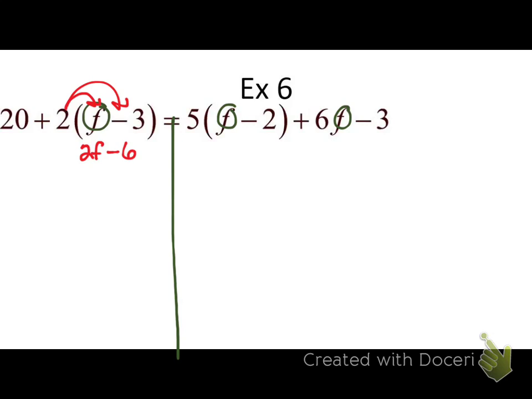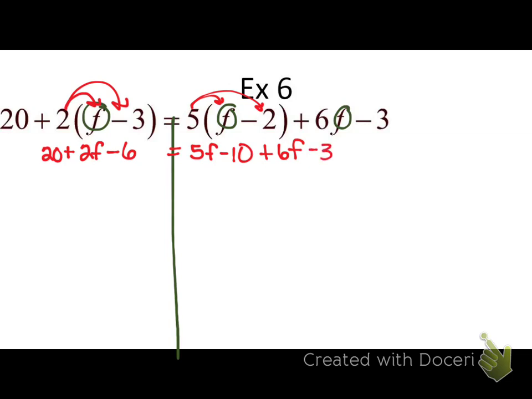Okay, and what do I need to remember to bring down? The positive 20. Plus. Okay. Can I distribute on my right? Yeah, we can distribute the 5. We get 5f minus 10. And then bring down the rest, plus 6f minus 3.